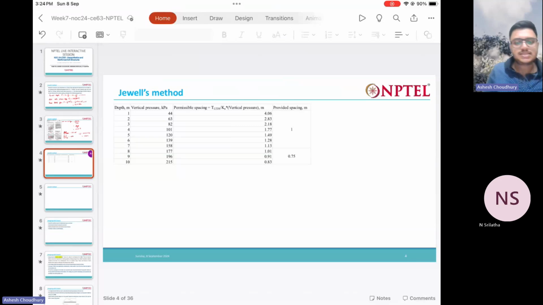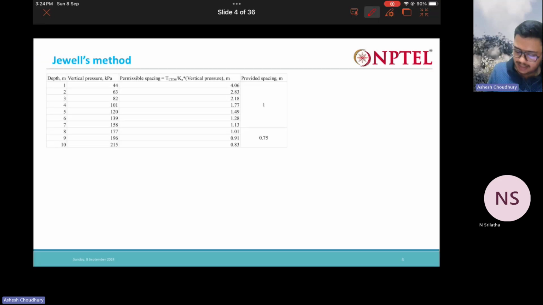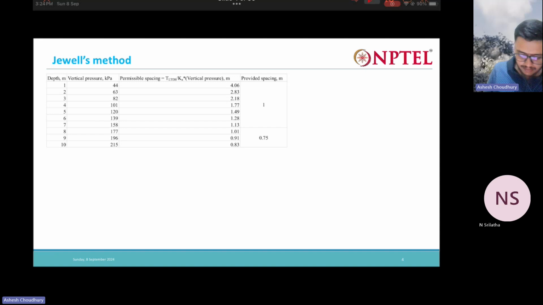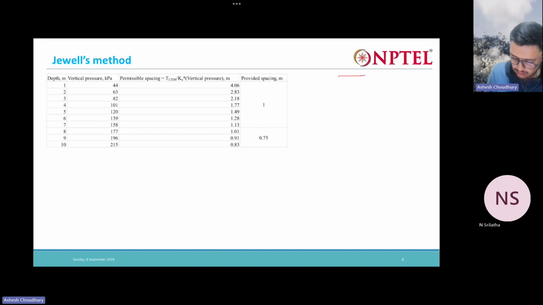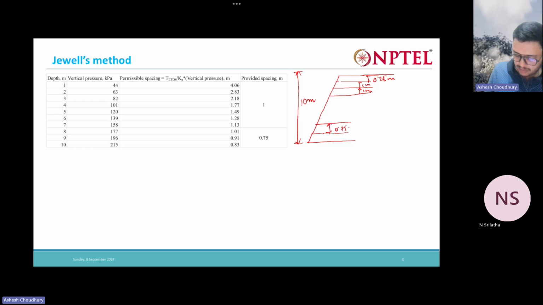Yeah. So this is what we decided. Okay, this is how we decided everything. So we can have like this. Okay, so this is the slope, right? And this is 10 meters. So like this. So first layer we can provide a depth of 0.25 meters, and then at every 1 meter here we can provide, and below we can make the spacing as say 0.75. So like this we can provide.